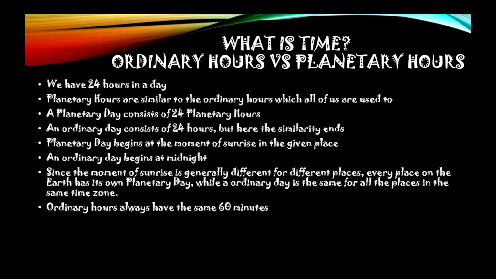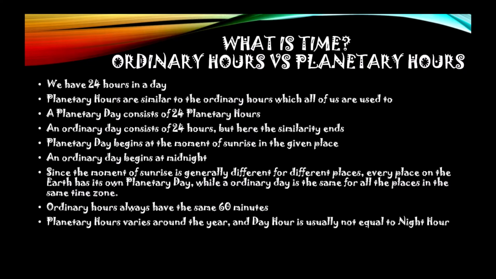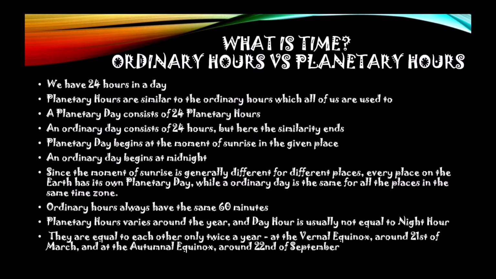Ordinary hours always have the same 60 minutes, and planetary hours vary around the year. The day hour is usually not equal to the night hour. They are equal to each other only twice a year, at the vernal equinox around the 21st of March and the autumnal equinox around the 22nd of September.